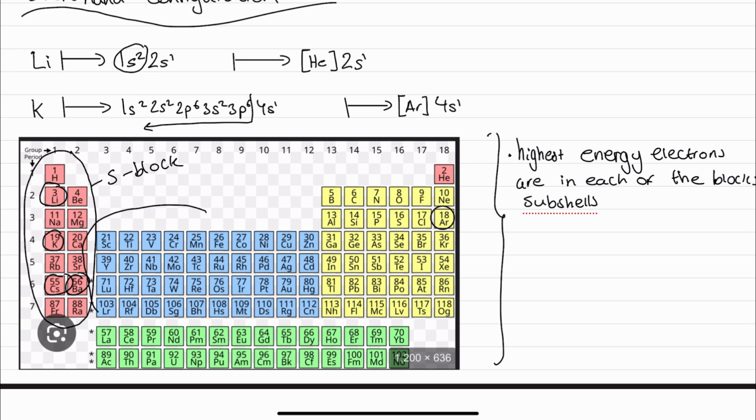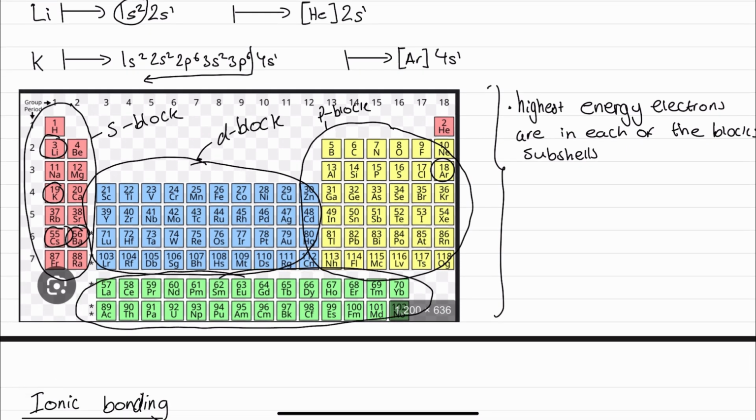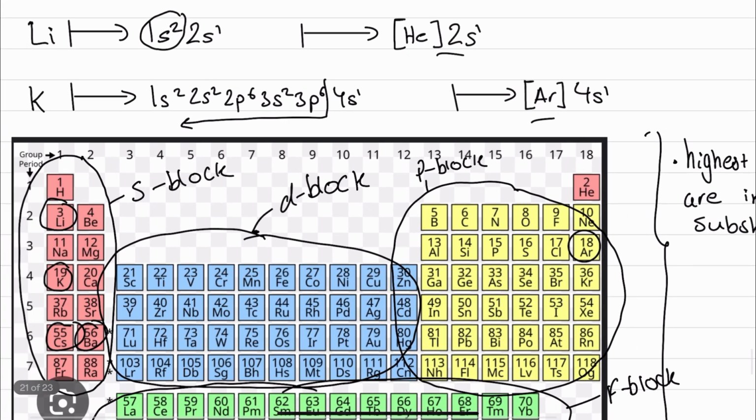Then you have the D block, which is the one in blue. Then you have the P block, which is this one in yellow. And then you have the F block, which is all the ones at the bottom. Now, what do I mean by the highest energy electrons? It means that, for instance, something like argon and lithium that we just did, lithium and argon were both located on the S block. That's why you can see the final electrons are always on the S block.